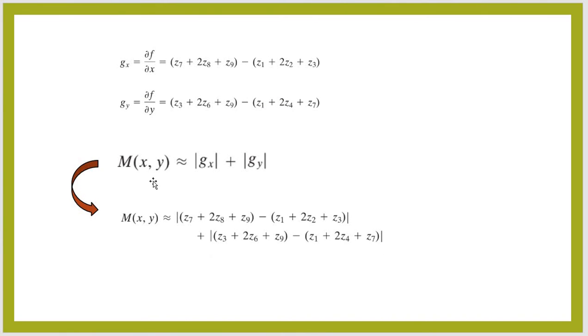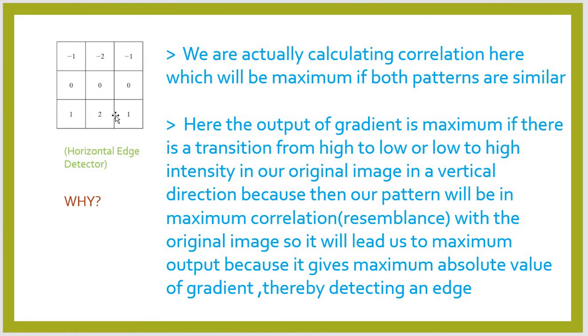So by using this resultant gradient formula, we can calculate the resultant gradient by using Sobel operators. This is a horizontal edge detector, but why is this a horizontal edge detector? Because we are actually calculating correlation here, which will be maximum if both patterns are similar.